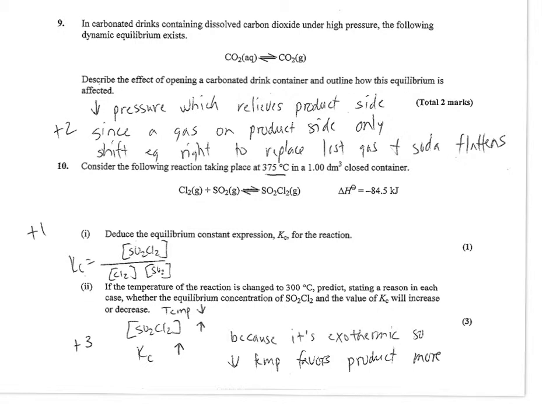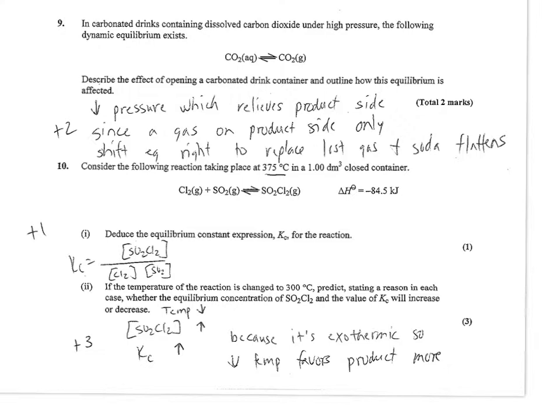Welcome. This second video is going to look at the paper 2 or free response questions from the chapter 7 equilibrium quiz. So question 9 shows you that in a carbonated drink you have CO2 in an aqueous solution, or dissolved in your drink, and under high pressure there's an equilibrium with that small amount of air on the top of the can where there's some CO2 gas also in that air pocket. So it says, describe the effect of opening a carbonated drink container and outline how this equilibrium is affected.